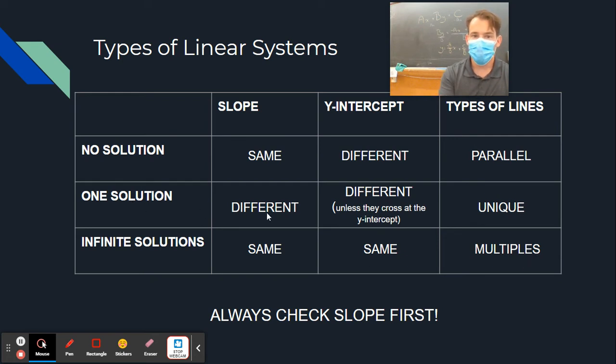If there's only one solution, then the slopes have to be different. The y-intercepts will probably be different unless the point of intersection is the y-intercept. And they are unique lines. They're two lines that will always be different. They'll be different in M and they'll be different in B unless they cross at the y-intercept.